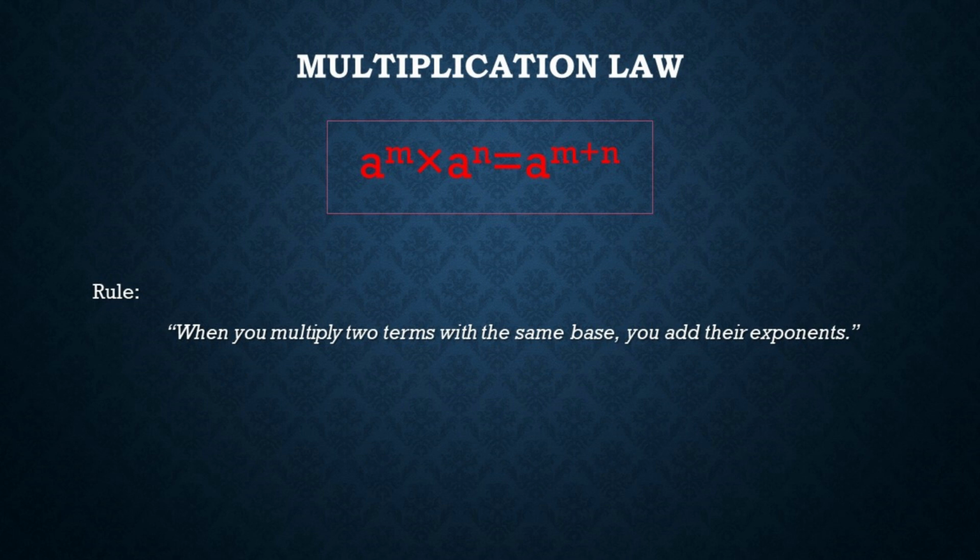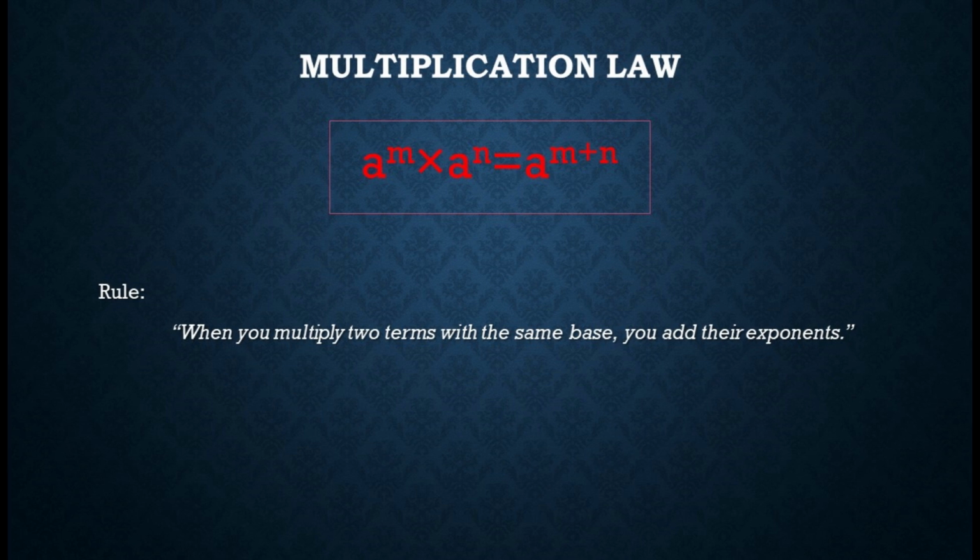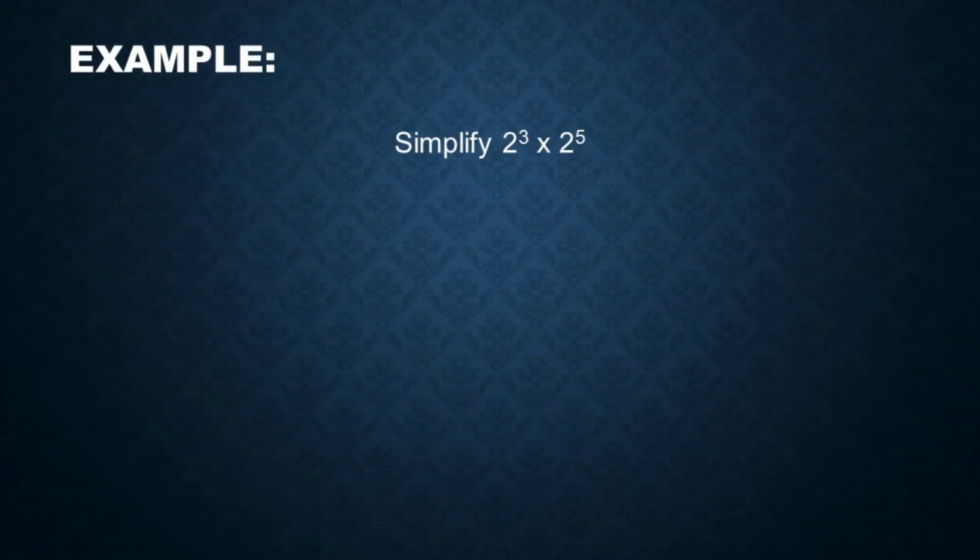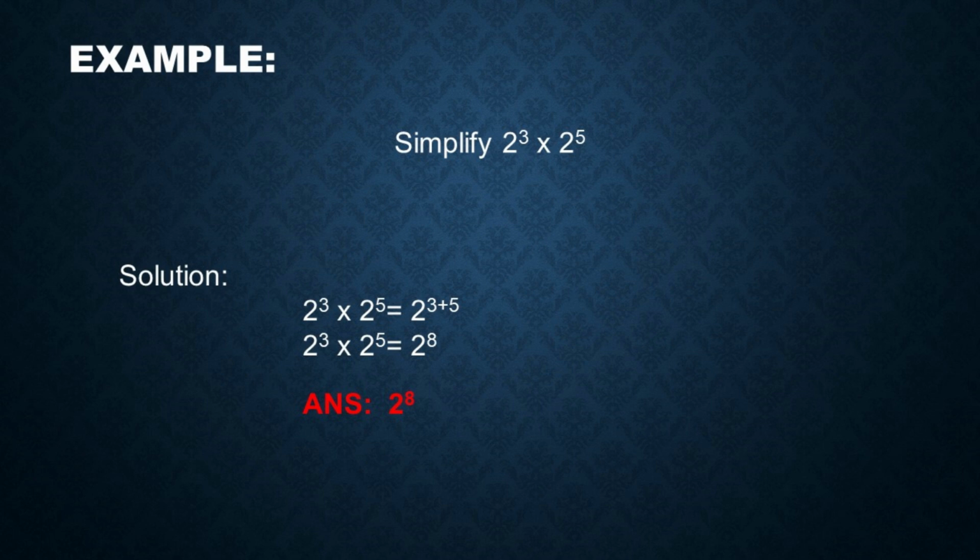Let's consider an example problem involving the multiplication law of indices. The multiplication law of indices states that when you multiply two powers with the same base, you add the exponents. In this problem, both 2 raised to 3 and 2 raised to 5 have the same base, which is 2. So, for our problem, 2 raised to 3 times 2 raised to 5 is equal to 2 raised to 3 plus 5. Therefore, 2 raised to 3 times 2 raised to 5 simplifies to 2 raised to 8.